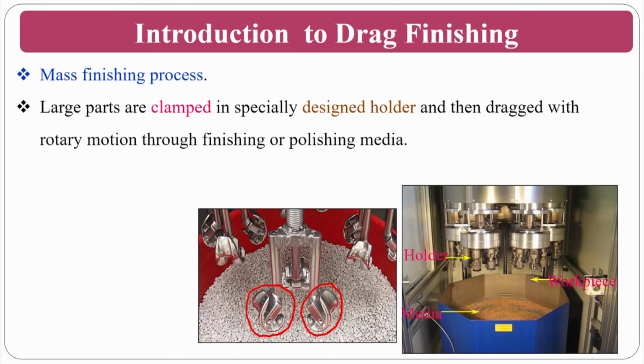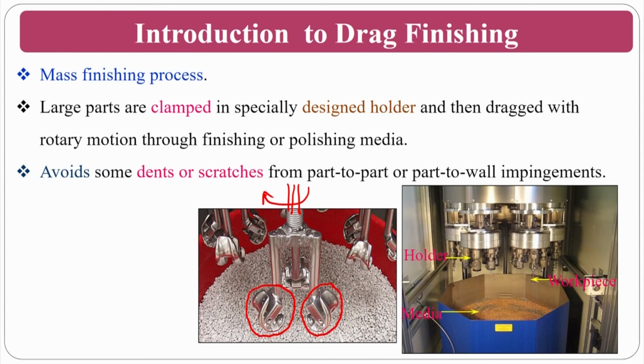Now your abrasive particles are there in the bowl, you put your implants or hold your components, then you give certain motion to whatever the moving object is. Assume that this one is the moving one, you just give the motion to it, so that abrasive particles will interact with the components. Like in this case it is a knee implant, and you can do the finishing operation. Avoid some dents or scratches from part to part.